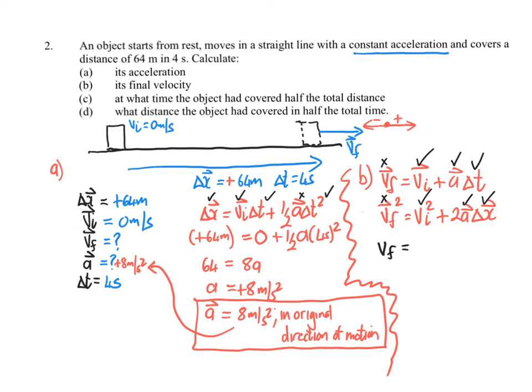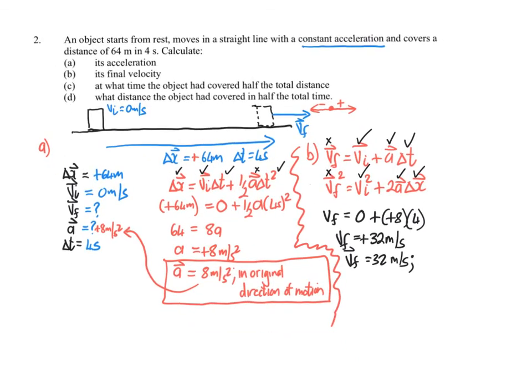So V initial is 0. The acceleration is plus 8 meters per second squared. The time is 4 seconds. And this gives us a final velocity of 8 times 4 is 32 meters per second, positive. So V final is 32 meters per second in the original direction of motion.